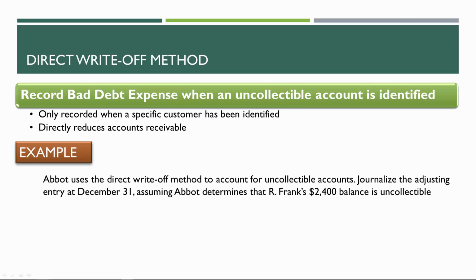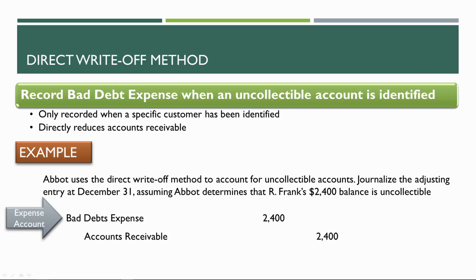So here's an example. Abbott uses the direct write-off method to account for uncollectible accounts. So we're going to journalize the adjusting entry on December 31, assuming that Abbott determines that R. Frank, a certain customer, their $2,400 balance is uncollectible. So what we're going to do is on December 31, when we identify that certain customer, we would debit bad debt expense and credit accounts receivable. Bad debt expense is an expense account, and then we're reducing accounts receivable because we don't expect to receive that money.